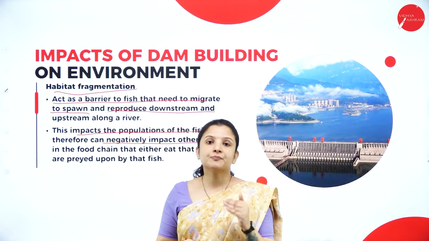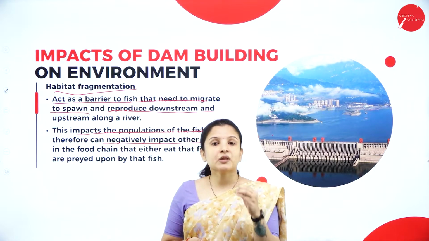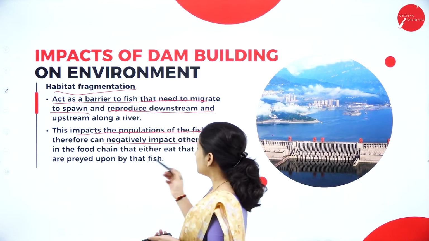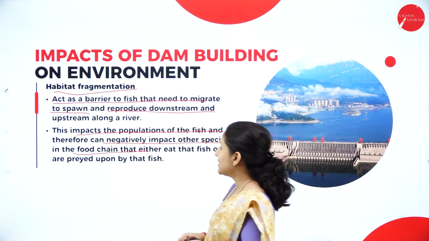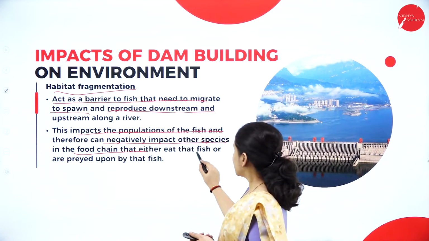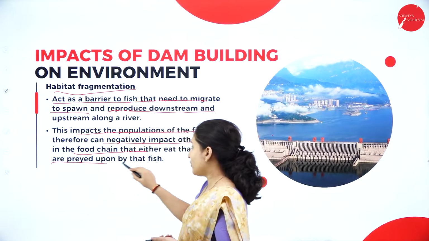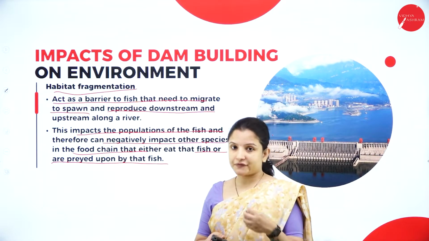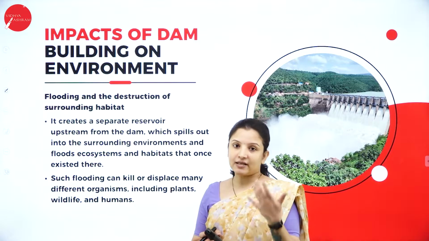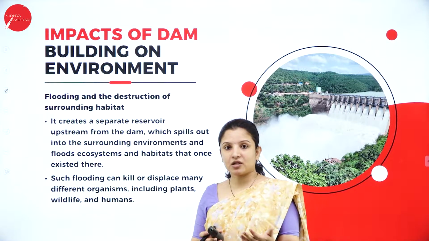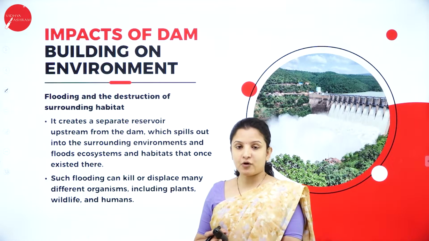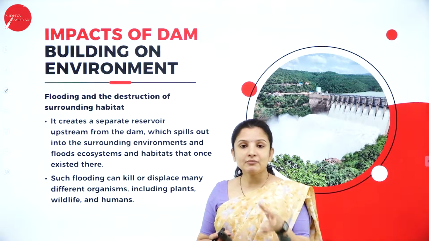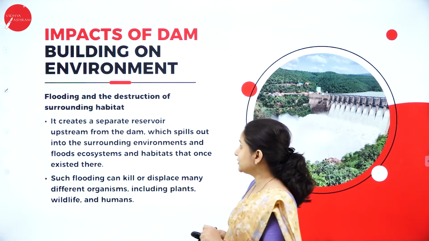So that is how it affects the major food chain and the food web. Therefore it has a negative impact on other species in the food chain that usually depend on the fish, or that are preyed upon by the fish, or that mainly depend on the fish as a source of their food. This is how dams can have an impact on habitat fragmentation, therefore an impact on the fish population, and therefore an impact on the food chain, and that food chain imbalance will affect the environment or the ecosystem.